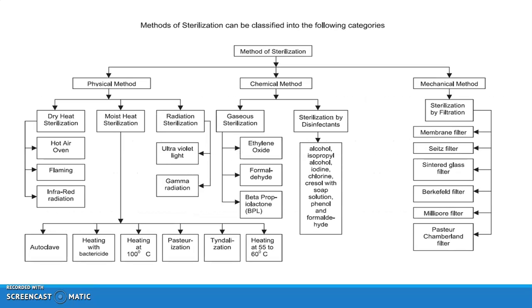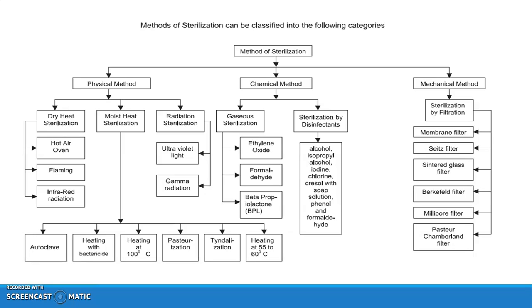So, these are the different methods of sterilization. They can be classified into the following categories. Sterilization methods are classified into three main categories: physical method, chemical method and mechanical method. The physical method includes three categories: dry heat sterilization, moist heat and radiation sterilization. Dry heat sterilization can be done by hot air oven, flaming and infrared radiation. Moist heat sterilization can be done by autoclave, heating with bactericide, heating at 100 degrees Celsius, pasteurization, tyndallization and heating at 55 to 60 degrees Celsius. Radiation sterilization can be done with ultraviolet light and gamma radiation.